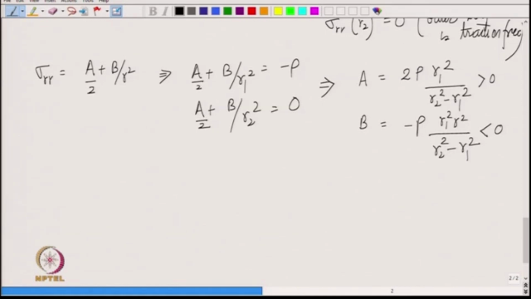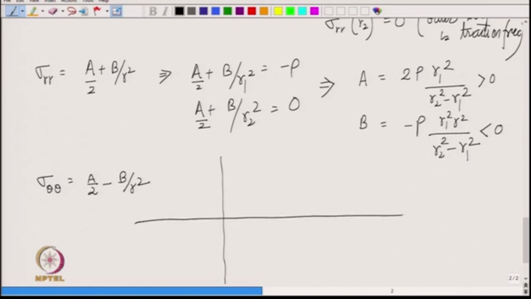Now, that is sigma r r, and for sigma theta theta, we know that the sum of the two is equal to the constant A. So, sigma theta theta would then be A by 2 minus B over r square. And if we want to draw the variation in sigma r r and sigma theta theta, suppose this is r, and on the y axis we have sigma r r and sigma theta theta.